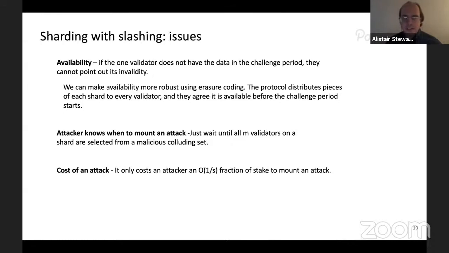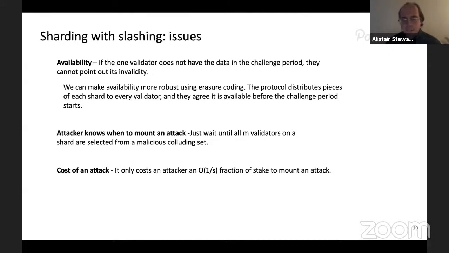But the other downsides are perhaps more important. One of them is that the attacker knows when to mount an attack. Basically, the number of validators assigned to a shard is public. So we just wait until they're all colluding with us, and then we launch our attack. And when we do that, how much are we going to get slashed? Well, it was only one in the number of shards, the number of participants who were on this shard. And if we translate that into stake, if they're equally backed, that means we have on the order of a one-in-the-number-of-shards fraction that we slash.